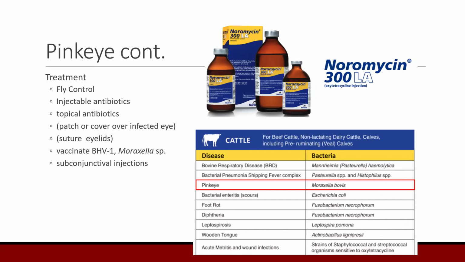Okay, there's also topical antibiotics. So it'd be like an antibiotic powder you can put directly on the eye. I've heard of people actually putting those on the eye and sewing an eye patch around it. Never done that. You can suture the eyelid. Okay. You can vaccinate against that Moraxella species of bacteria, and then BHV1. Okay. Then you can also inject different antibiotics directly into the eye. I've never done that. Okay. Any questions?